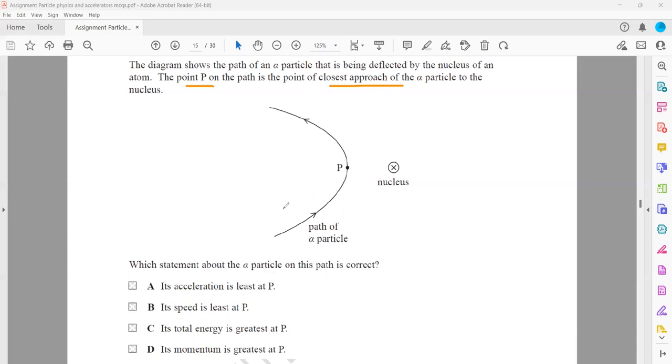The speed is least, because what will happen when the alpha particle is moving? It slows down and then it will change direction, moving in the opposite way. So B is the right answer. Its total energy is greatest at P? If its speed is lower at P, the total energy will also be lower. And the momentum is greatest at P? Again, momentum is a product of mass and velocity, so if velocity is a minimum, the momentum should also be minimum. And speed relates to kinetic energy, which is half mv squared. So if speed is minimum, the energy will also be minimum.